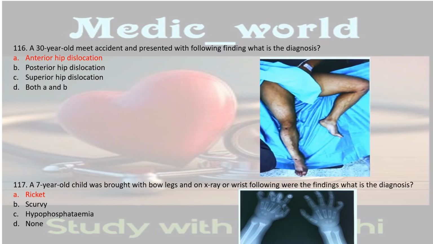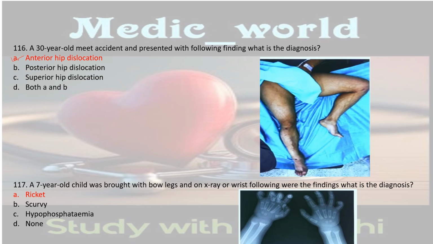A 30-year-old man met with an accident and presented with the following finding. What is the diagnosis? Here the diagnosis is anterior hip dislocation because the finding given is of FABER, that is flexion, abduction and external rotation of the limb.